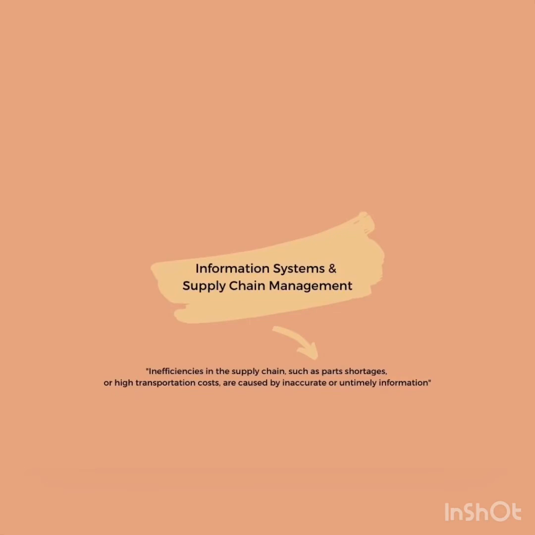Now next, we're going to take a look at information systems and supply chain management. Inefficiencies in the supply chain, such as parts shortages or high transportation costs, are caused by inaccurate or untimely information. For example, manufacturers may keep too many parts in inventory because they do not know exactly when they will receive their next shipments from their suppliers. And suppliers may order too few raw materials because they do not have precise information on demand. These supply chain inefficiencies waste as much as 25% of a company's operating costs.